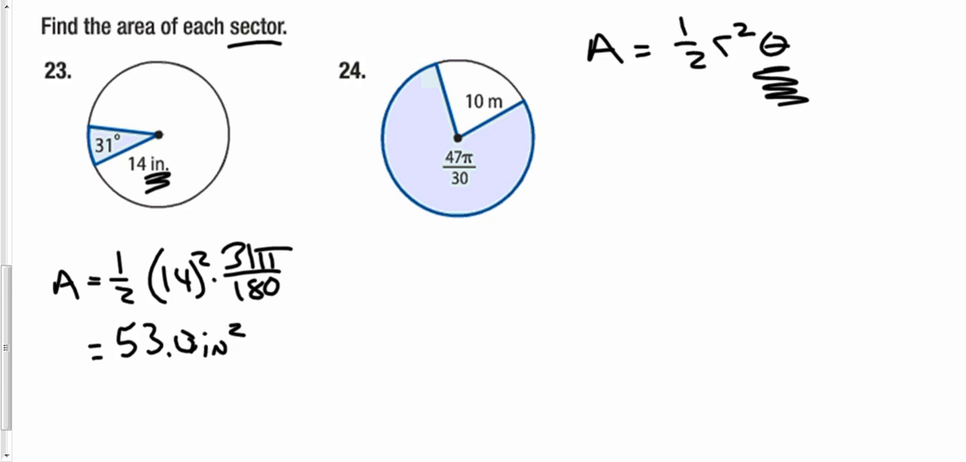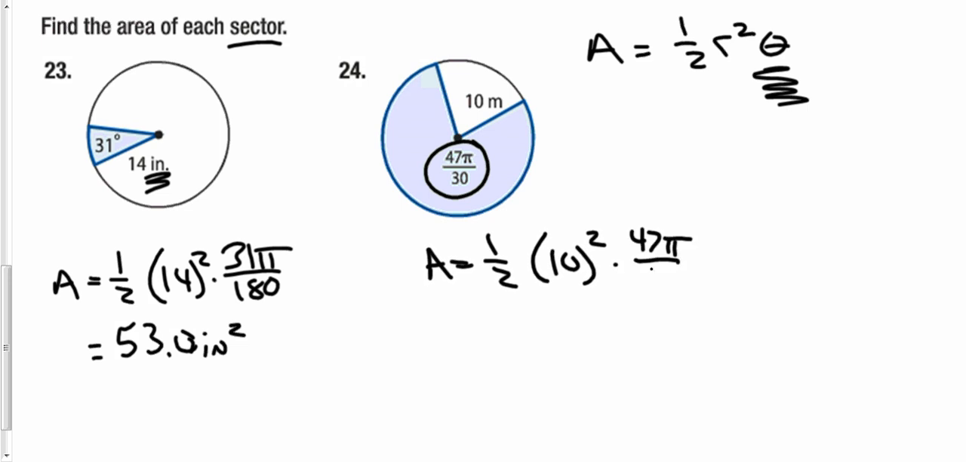Over here in 24, the angle is already in radians, so I don't have to convert anything. We have 1/2 times 10 squared times 47 pi over 30, which gives me an answer of about 246 meters squared. And that's basically the information that you need for 4-2.